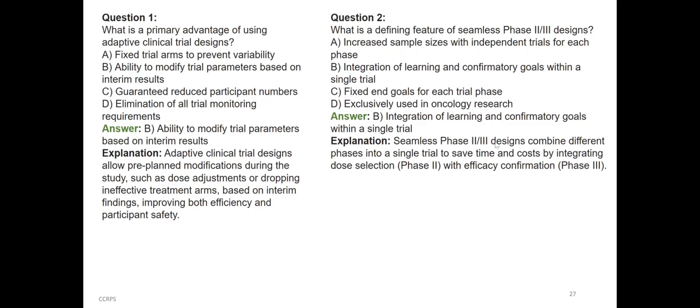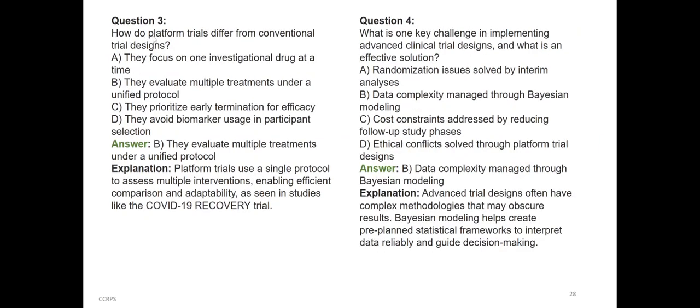Seamless phase 2-3 designs combine different phases into a single trial to save time and cost by integrating dose selection, phase 2, with efficacy confirmation, phase 3. Question 3, how do platform trials differ from conventional trial designs? A, they focus on one investigational drug at a time. B, they evaluate multiple treatments under a unified protocol. C, they prioritize early termination for efficacy. D, they avoid biomarker usage in participant selection. So it is B, as they evaluate multiple treatments under a unified protocol.